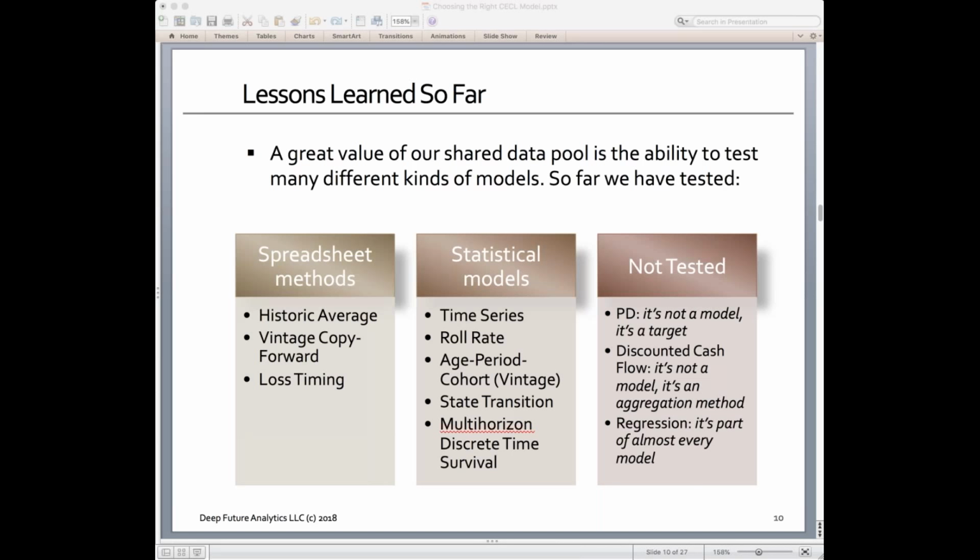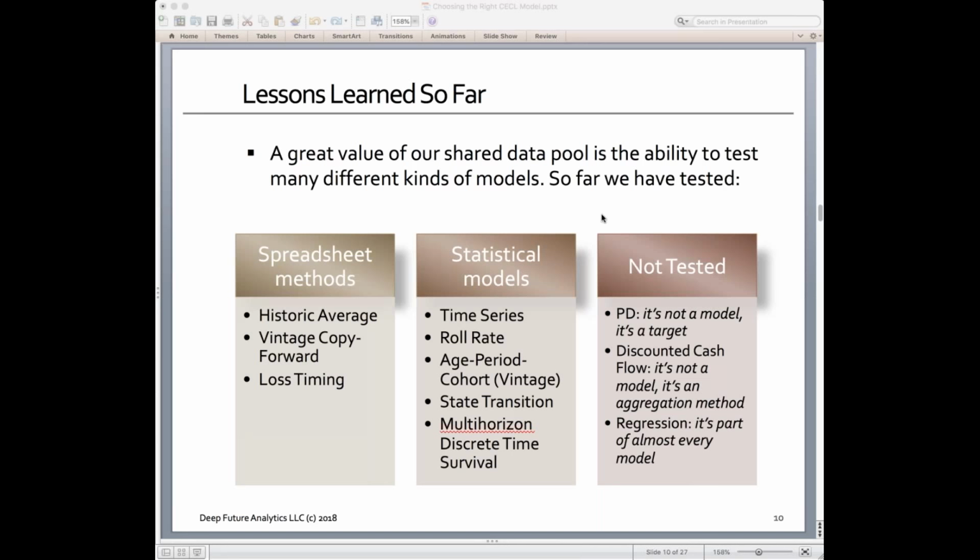Regression. Also, we see people list regression models. Well, regression is a way to estimate the coefficients. Everything on the statistical models list uses some form of regression. Time series, roll rate, vintage models. A survival model, if you're a statistician or have some background, you'll know that they use a maximum likelihood estimator, but when you go to discrete time, that simplifies down to logistic regression. Almost everything on this list simplifies either to logistic regression or linear regression. So regression is not a model. Okay, now I'm done talking like a statistician.